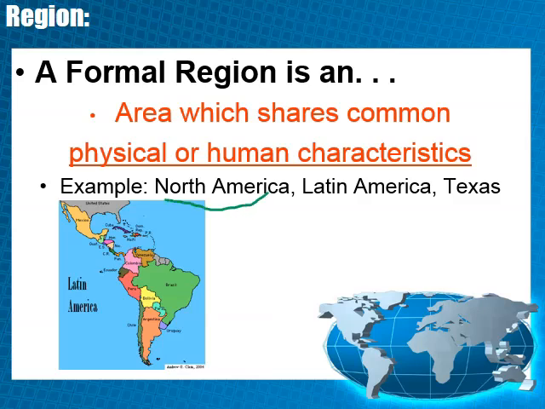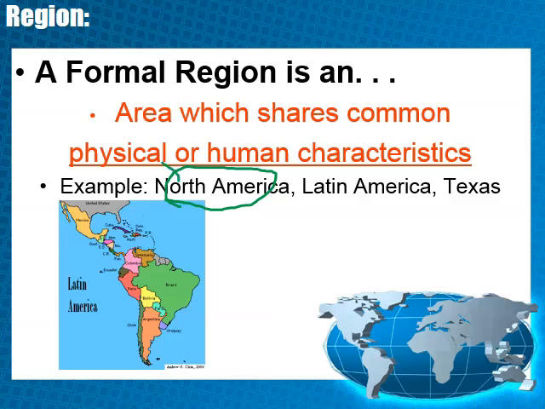North America shares a common physical space. It's the continent of North America. And you would think about North America in terms of the part of the continent that is north of the equator. It would include countries like the United States, Canada, Mexico, the islands in the Caribbean. All of these are considered North America because they share these physical characteristics.